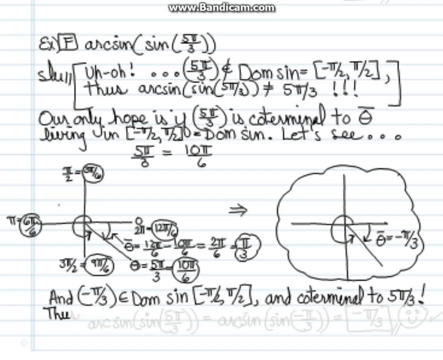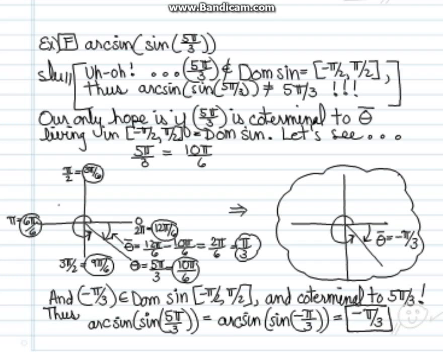Thus, we have our answer. Now, watch how this works. The arc sine of the sine of our original 5 pi over 3 is the same as the arc sine of the sine of our coterminal negative pi over 3, where the negative pi over 3 is in the domain of the inner function. Therefore, the arc sine and the sine cancel each other, and we get a simple negative pi over 3 for our answer.